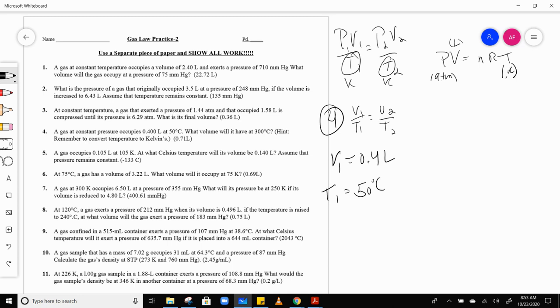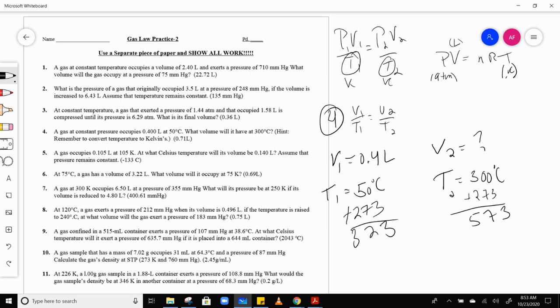And then what will the new volume be if now the temperature is 300 Celsius? So don't forget, we have to convert to Kelvin. Not the only time, we always have to convert to Kelvin. So add 273. Add 273. This one's easy. This one's 573. I guess this one's easy too. 323.